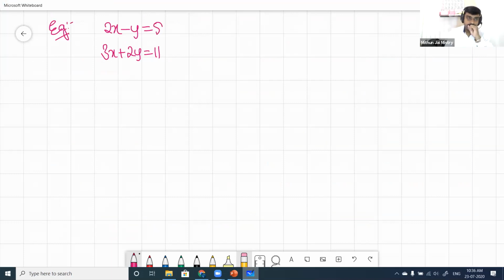Now see, beta. The first thing is you need to consider the given equations as equation number 1 and equation number 2.